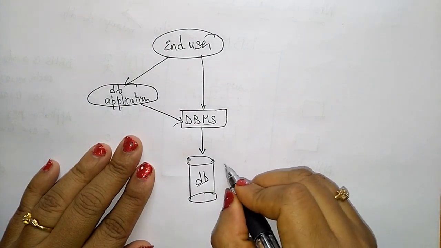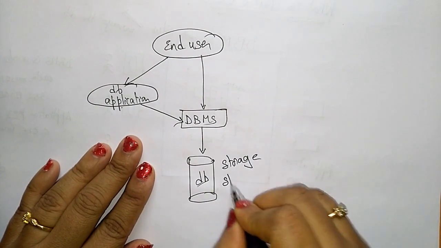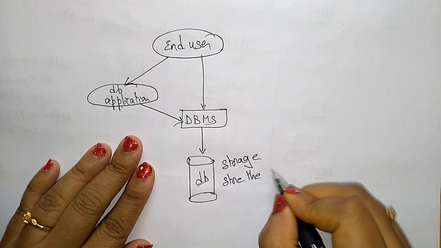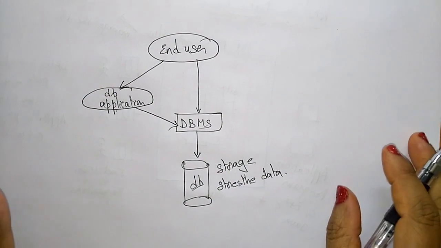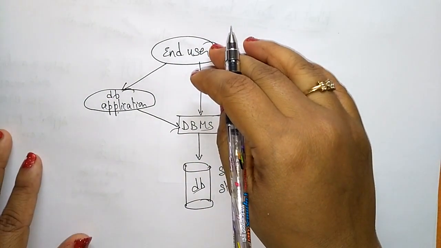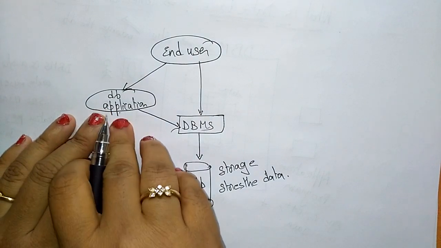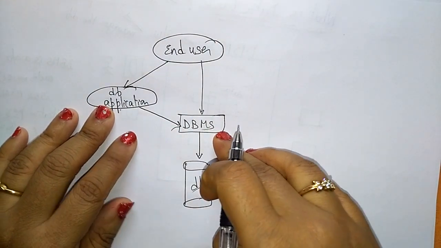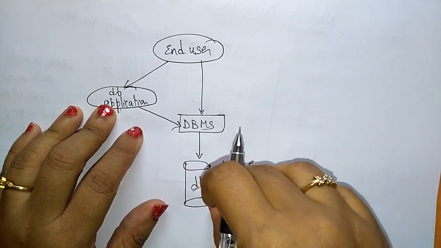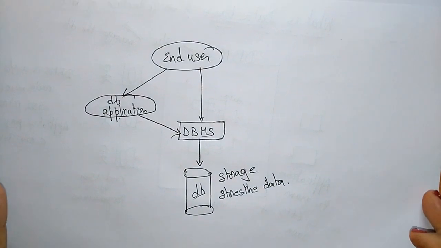So database is nothing but a storage, which stores the data. Here the end user is the programmer. With the help of the database application, and with the help of the database management system software, we are accessing the data. Okay, so this is about the database.